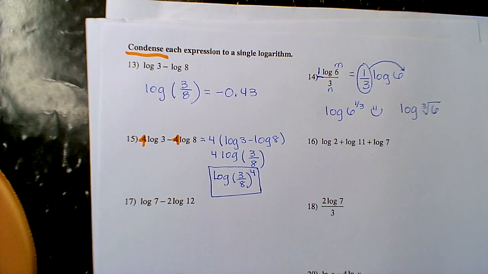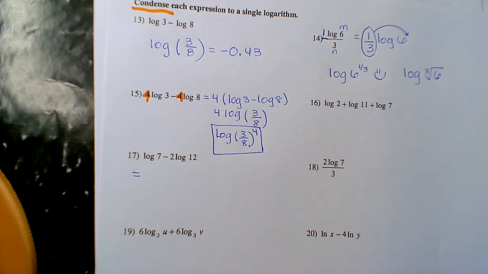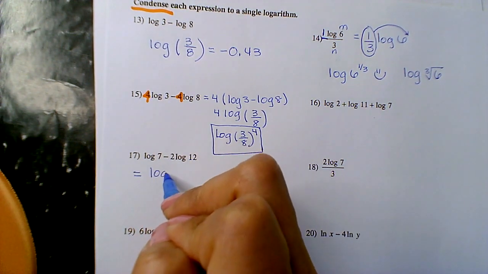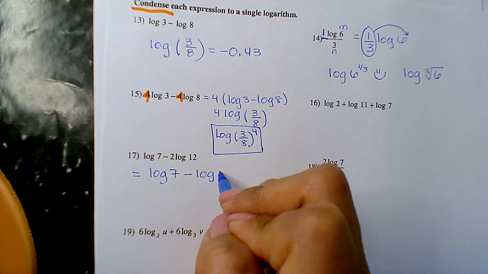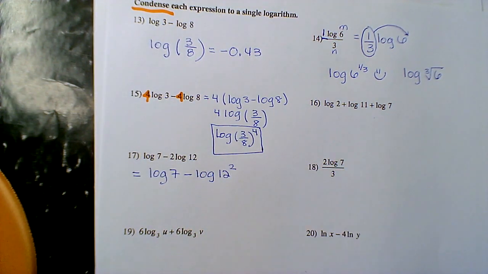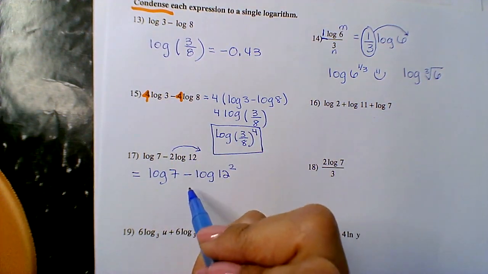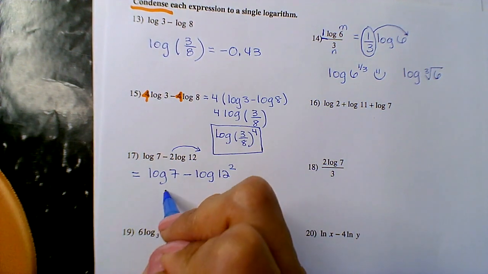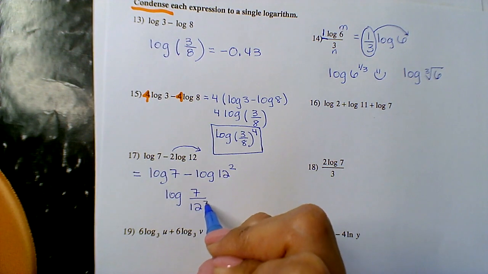I'll do the next one. Okay. So here, log 7, I can't do anything with this one right now, minus log 12 squared, right? The power rule, take it up. Now go ahead and apply the quotient rule. Log of 7 over 12 squared.